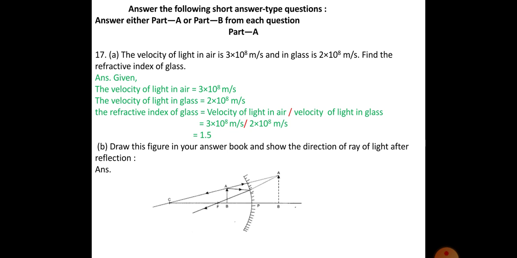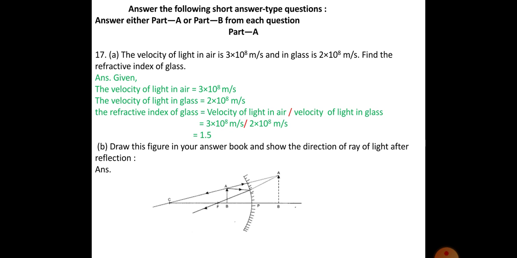Next, the velocity of light in air is 3 into 10 to the power 8 meter per second and in glass is 2 into 10 to the power 8 meter per second. Find the refractive index of the glass. Now this is a numerical from refraction.